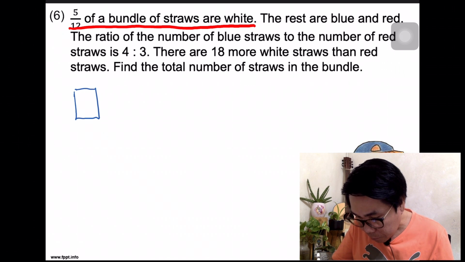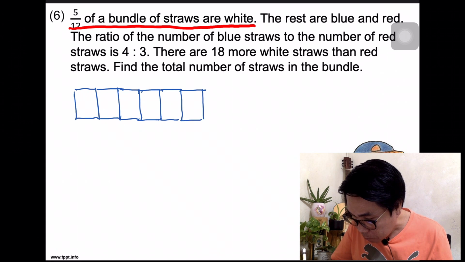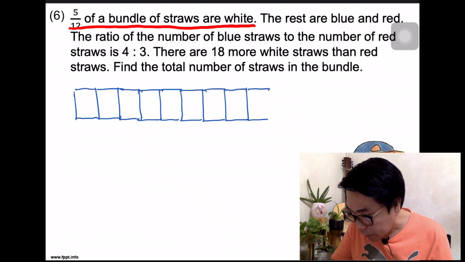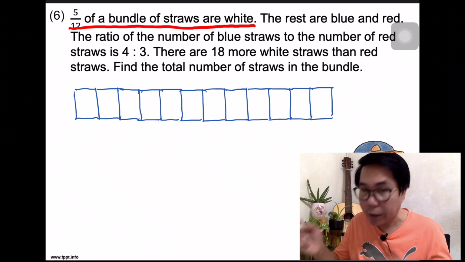1, 2, 3, 4, 5, 6, 7, 8, 9, 10, 11, and 12. There are 12 of them.